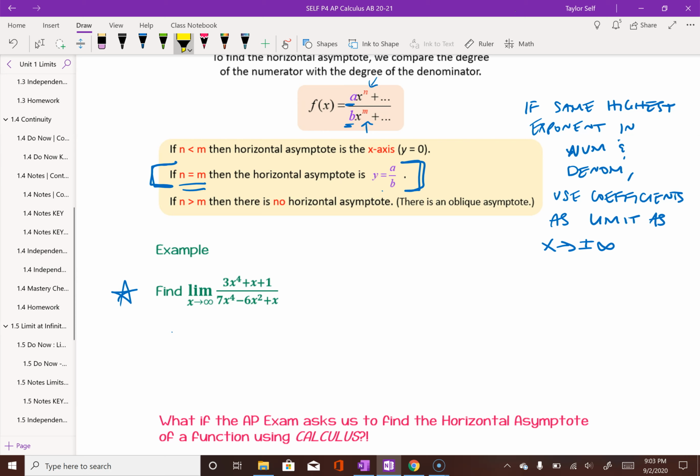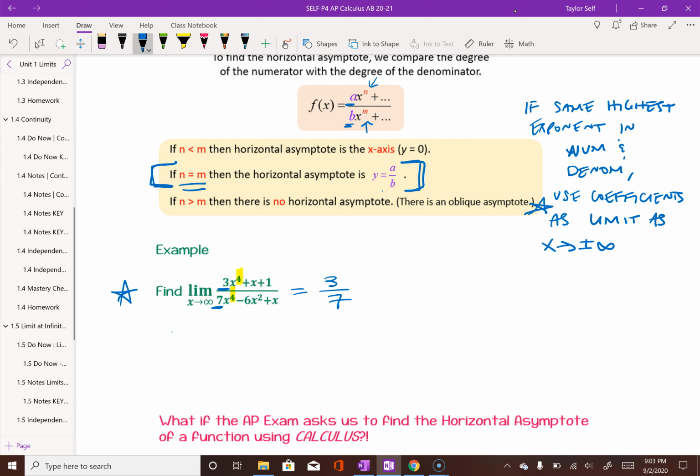Okay, we can see that our highest exponent on x is 4 on the top and also 4 on the bottom. 4 equals 4. Those are the same highest exponents. So what are we going to use? Use the coefficients on that x. Your limit here equals 3/7.